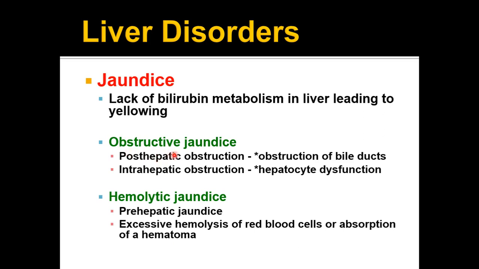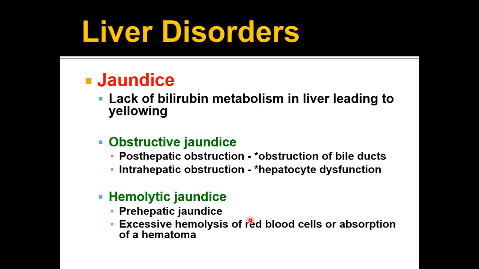So that would be one example of obstructive jaundice. Intrahepatic obstruction, that would be if the hepatocytes of the liver are unable to metabolize bilirubin anymore and incorporate it into bile. And so then bilirubin doesn't get metabolized, and so it will just accumulate in the blood, and we start seeing signs and symptoms of jaundice. So that would be an example of intrahepatic.